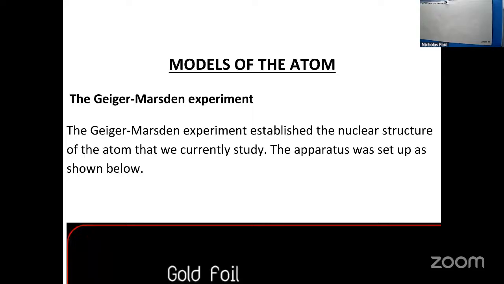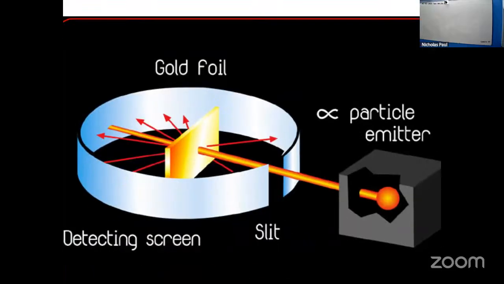So the Geiger-Marsden experiment established the nucleus structure of the atom that we currently study. The apparatus was set up as shown below. Look here, this is what I was showing you a while ago. This here is a detecting screen. The red lines are the alpha particles, and it shows you that the alpha particles went all around it. Nice. And you have to be able to label this.